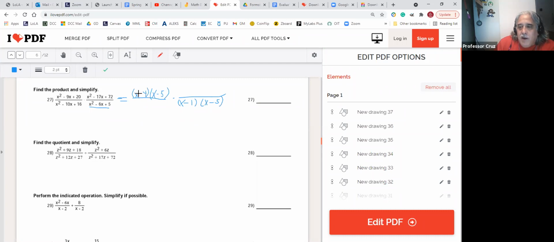Like I said, you don't have to go back to the start and look for your numbers that do this and that. You can use this as the hint. Negative 5 into positive 20 goes negative 4 times. Negative 4 plus negative 5 is negative 9. So that's factored correctly.